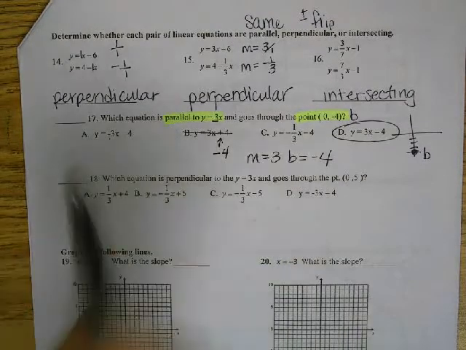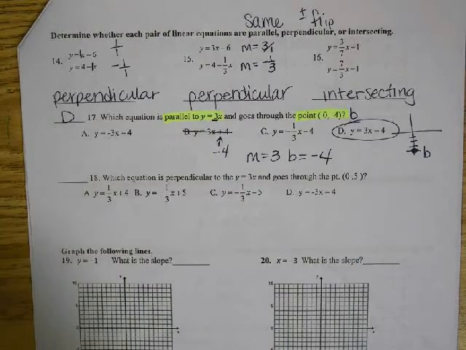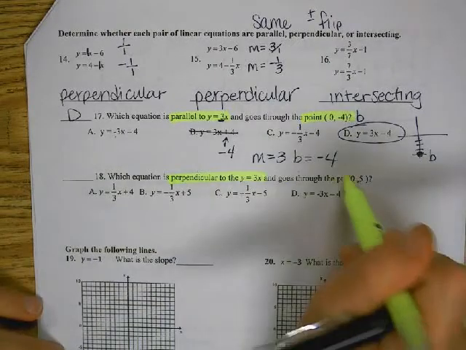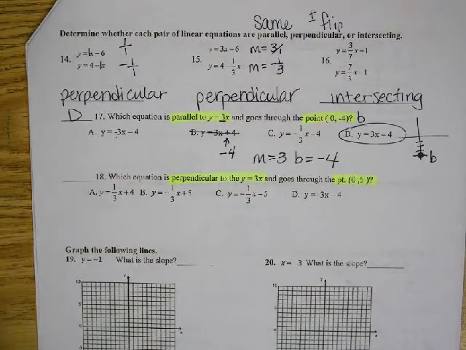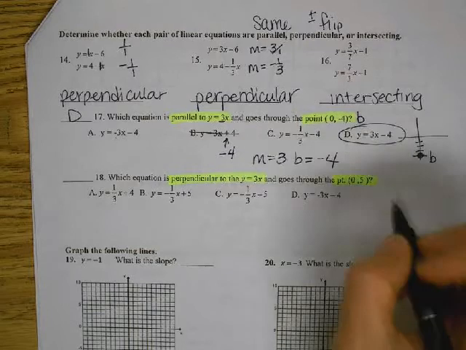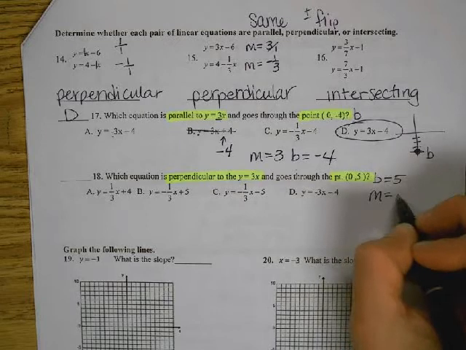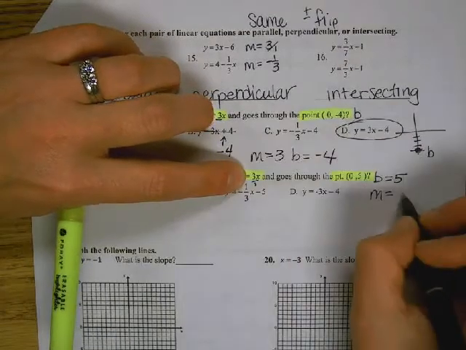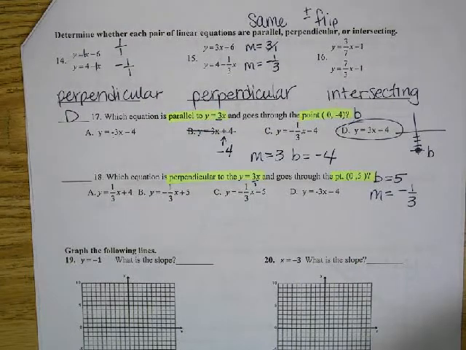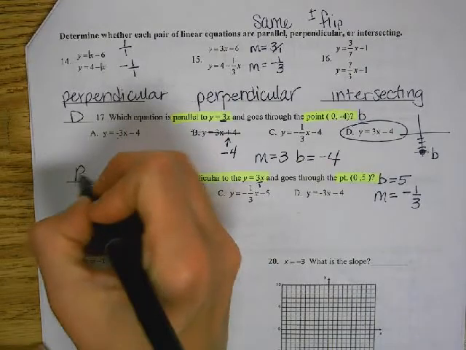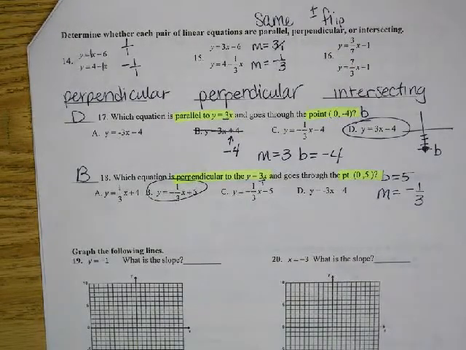Number 18 says, what equation is perpendicular? So perpendicular means that I have to do the negative flip, and I want this point 0, 5. So which one has a negative flip and the 0, 5? So this is B. B is 5. M, if I negative flip it, I'm going to put a 1 underneath it. Flip it over, negative is negative 1/3. So negative 1/3 x plus 5. The only answer I got here is B. Okay.